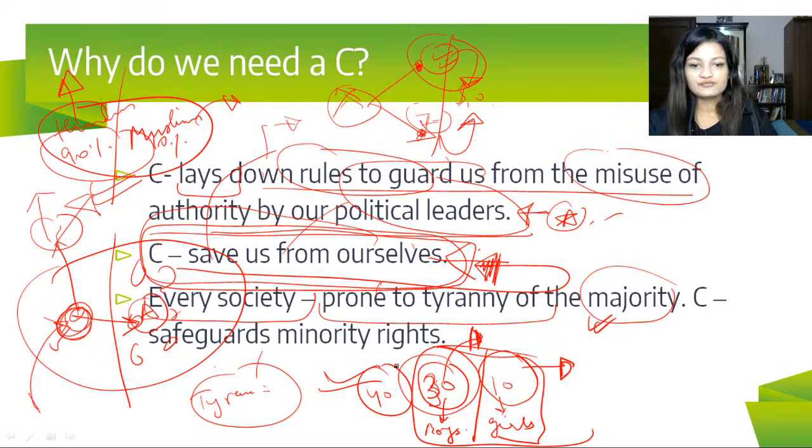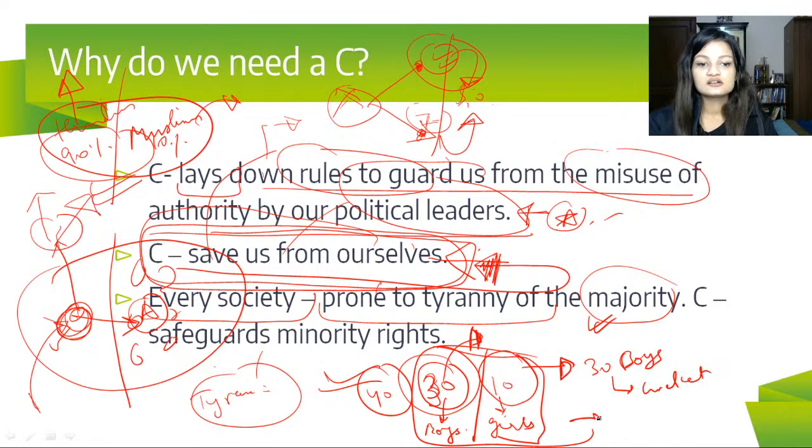So what if I take this example and take it forward, and say that again we had a physical education class in which everyone decided that we will go outside and play, but the 30 boys wanted to play cricket and the 10 girls wanted to play basketball.